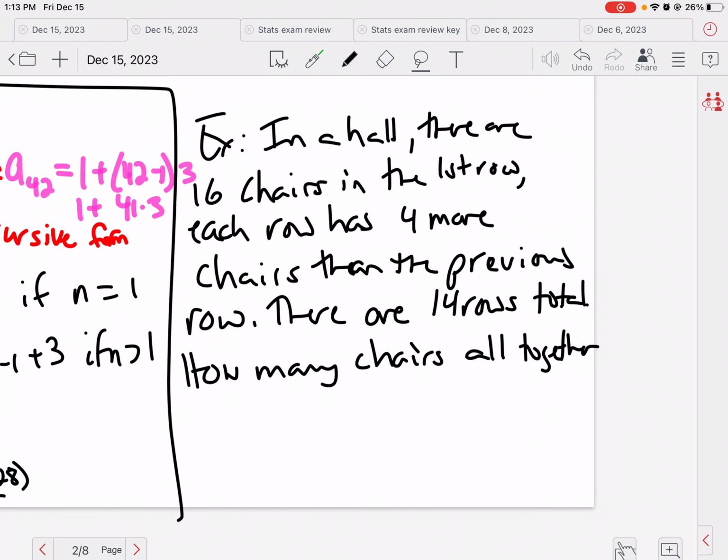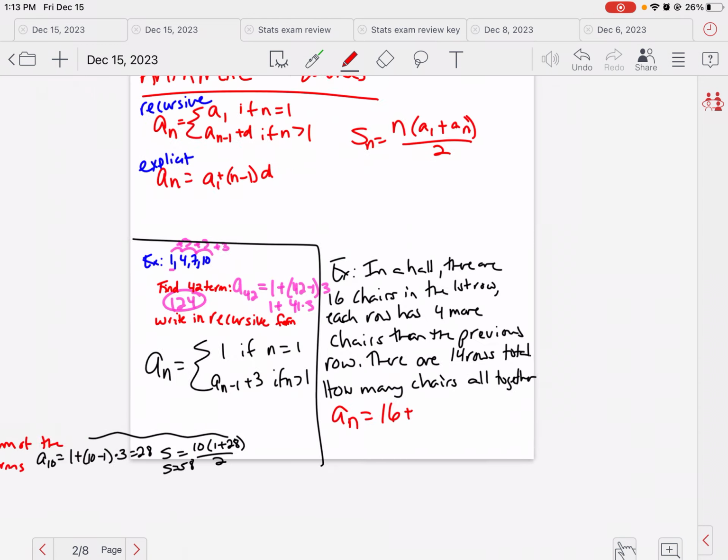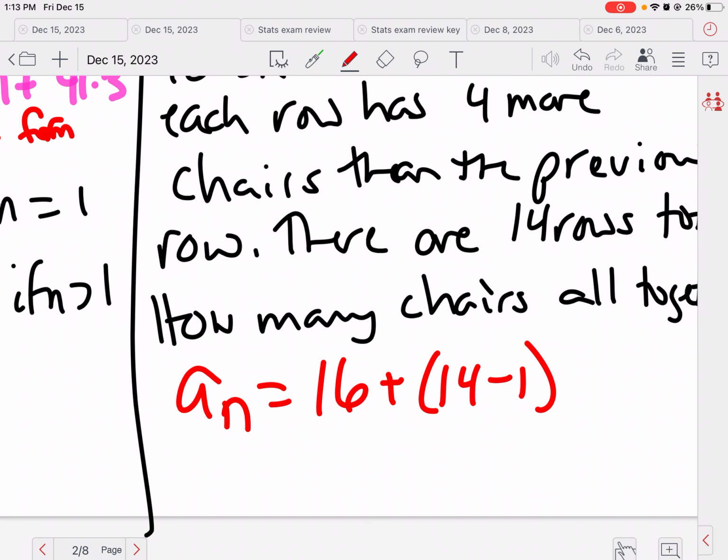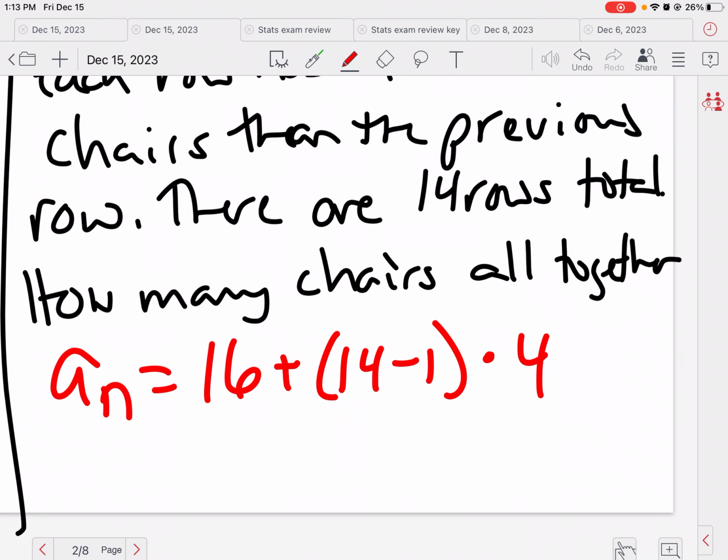In a hall, there are 16 chairs in the first row, and each row has 4 more chairs than the previous row. There are 14 rows total. How many chairs altogether? Okay, so that's going to be our sum. We want to be able to add this up. So I need to figure out how many chairs are in the 14th row. I know that my first row is 16 chairs, plus n minus 1, which is 14 minus 1 because there are 14 rows total, times the change, which is 4 more chairs in each row. 14 minus 1 is 13, times 4 is 52, plus 16 gives me 68. So this is a sub 14, sorry.